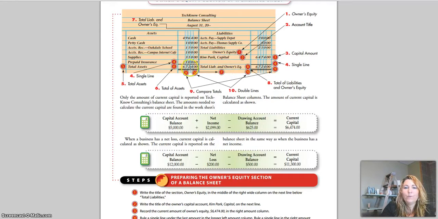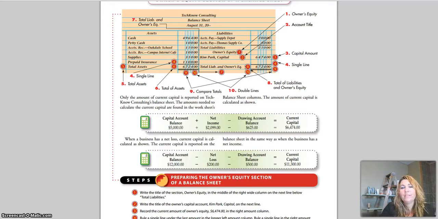We want to make sure that we put our totals on the same row. That's why we did not go ahead and do our total assets yet. So now we're going to skip down here, because we want to make sure our total liabilities is on the same row as total assets. I'm going to come back over here, write my total assets, draw my line, and do my math to add up my total assets. Then I'm going to come over to this side and put my total liabilities and owner's equity on the same line as the total assets.